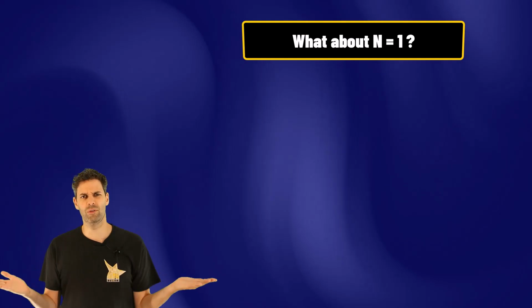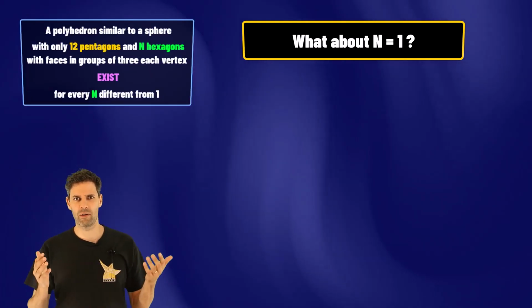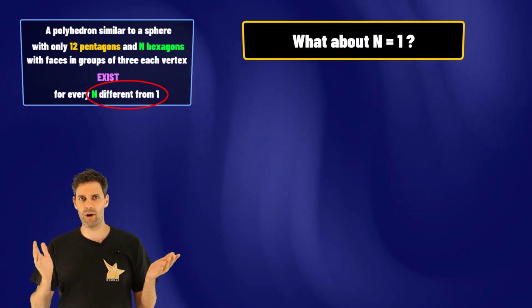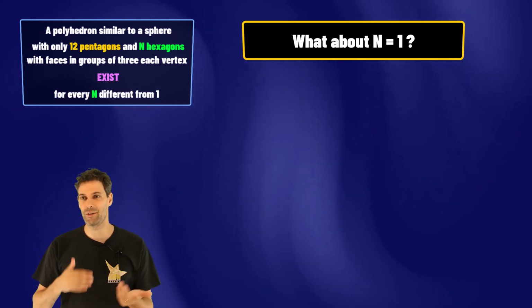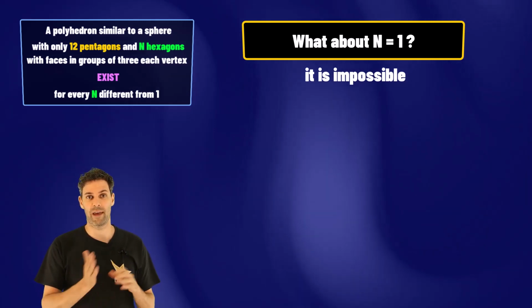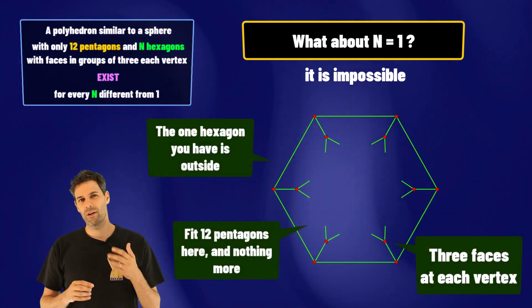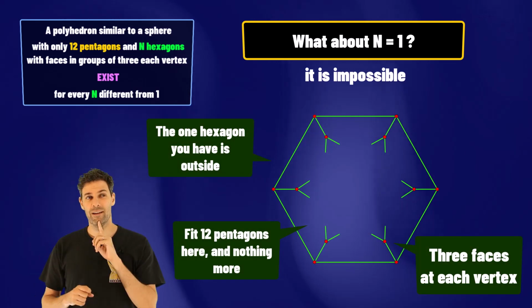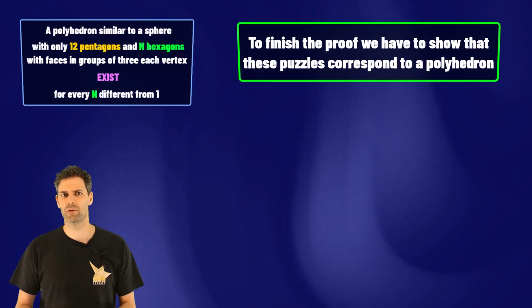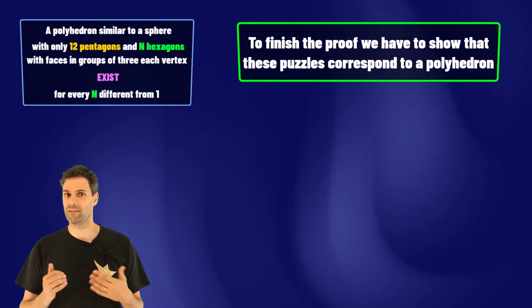Why do you want to do this? Our theorem was about all polyhedra with a number of hexagons different from 1. But if you want to prove that it's impossible to obtain the polyhedron with n equals 1, you can try to do it by yourself. Here is a hint. So, now we are left to prove the existence of the polyhedron itself.